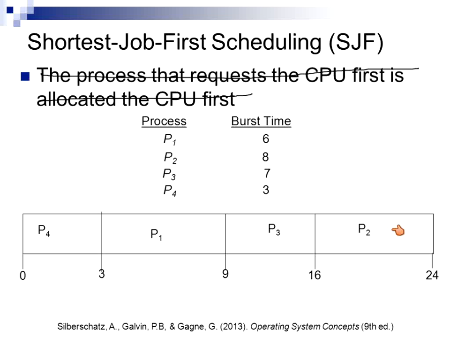Okay, so ignore what it says on the top of the slide, and I'll fix that before I send the slides out to you. But what you want to do is schedule the jobs according to how big their CPU bursts are going to be. Now that's kind of a problem. How do you know how long it's going to be?